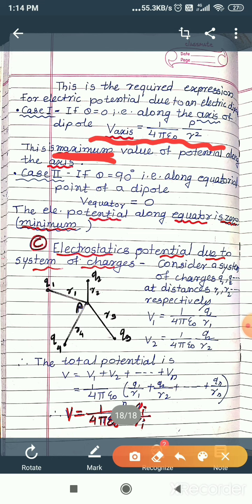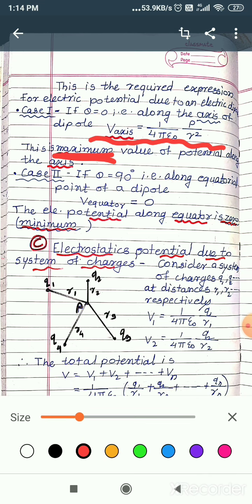Similarly, we will consider another case. What is that next case? If theta is 90 degrees, point C is situated along the equator of the dipole. Then what is cos 90? As cos 90 is 0, automatically our answer will be 0, and therefore the electric potential along the equator of a dipole is 0, and it's the minimum value.